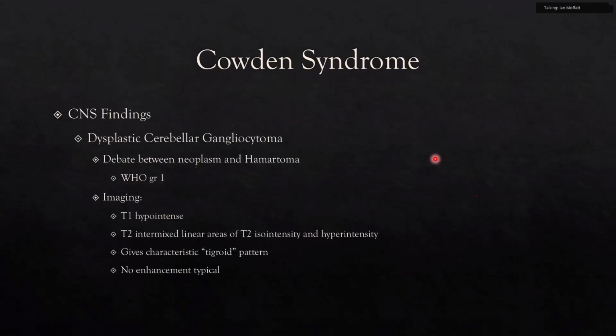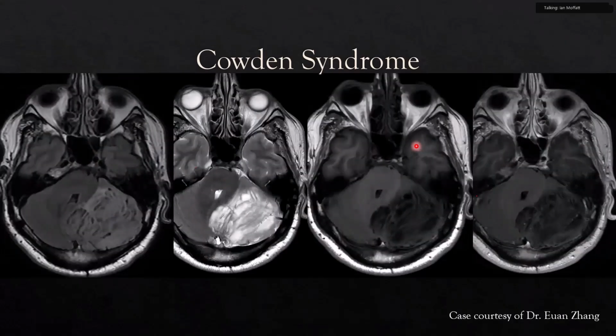As far as the CNS findings, our typical finding is the dysplastic cerebellar gangliocytoma or Lhermitte-Duclos. It's a debate whether this is actually a neoplasm versus a hamartoma. It's characterized as WHO grade 1. On imaging, it's T1 hypointense. On T2, you get intermixed linear areas of T2 iso and hyperintensity, which gives the typical or characteristic tigroid pattern, and typically does not demonstrate any enhancement.